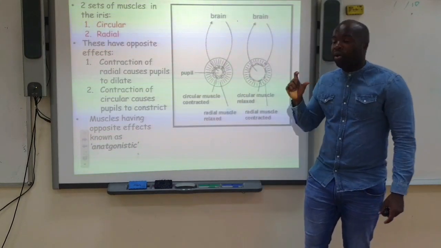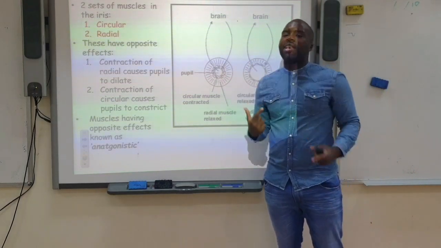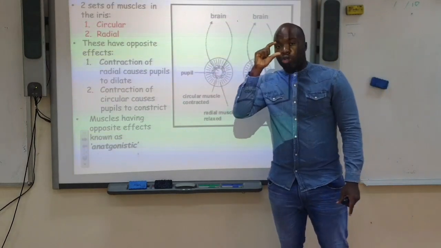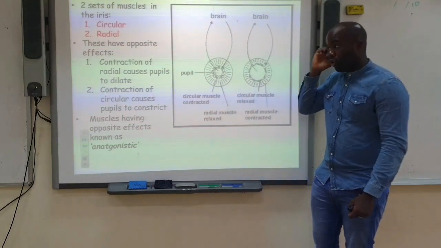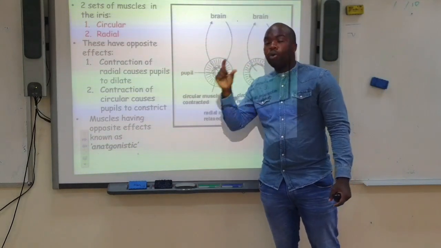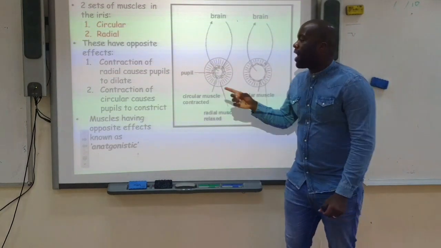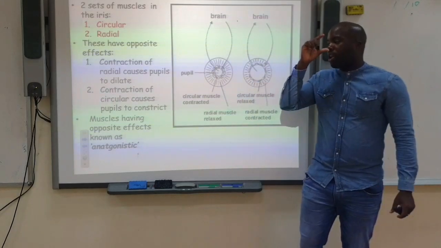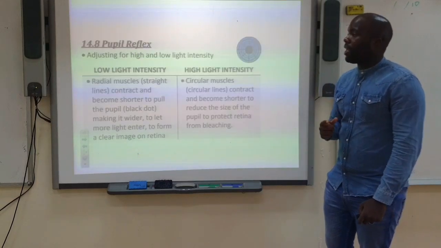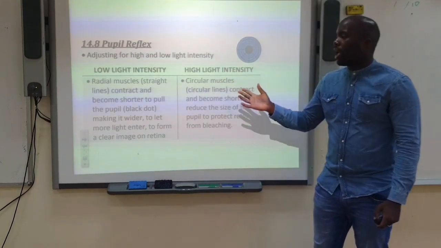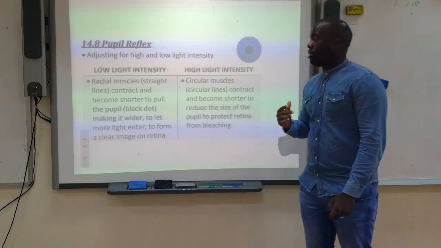If the radial muscles contract, this causes the pupils to dilate and allow more light to enter the eye. If the circular muscles contract, this causes the pupils to constrict and reduces the amount of light entering the eye. So the radial muscles are important in dilating, allowing more light to enter our eye, and the circular muscles are important in constriction and reducing the amount of light that enters the eye. Now, if we compare the two, which they might do in your exam, they might ask you to compare the radial and circular muscles.